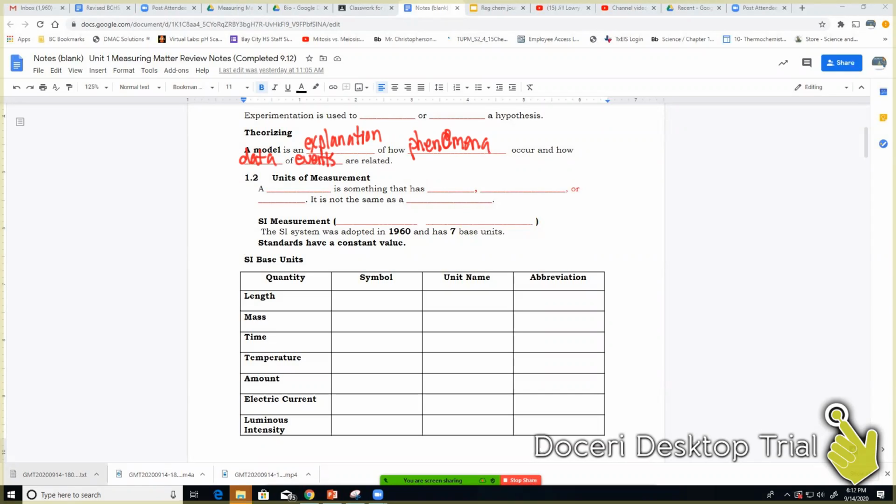So kind of just really short and scientific, because y'all have had that before. So we are going to talk about units of measurement because they are so important in chemistry. A number without a unit is an incorrect number. You got to have your units attached. So a quantity is something that has size, magnitude, or amount.